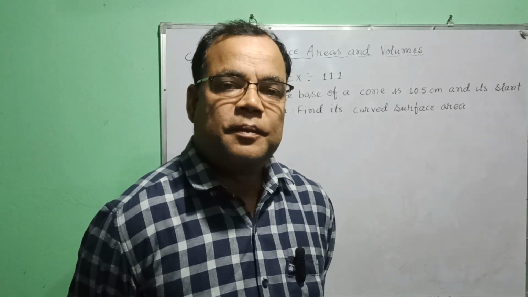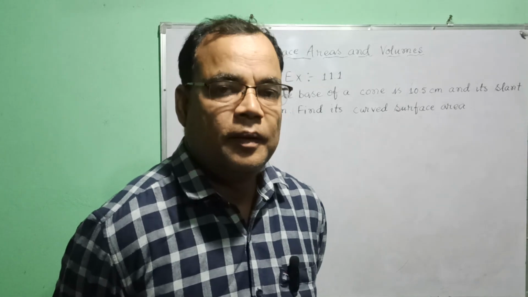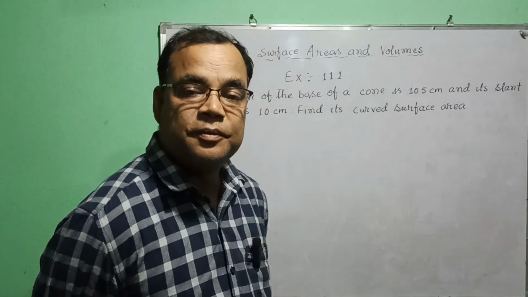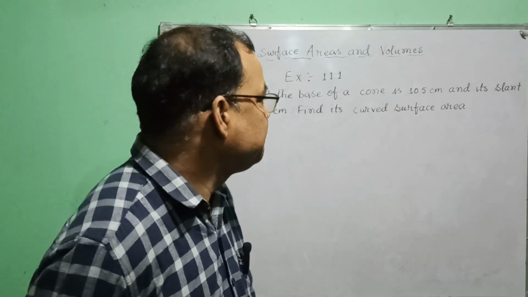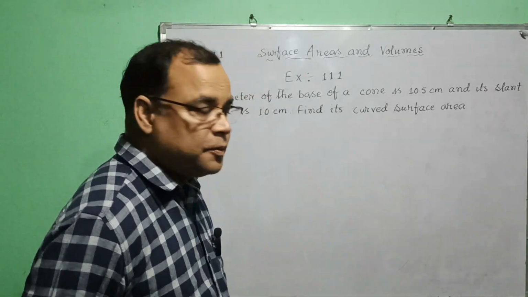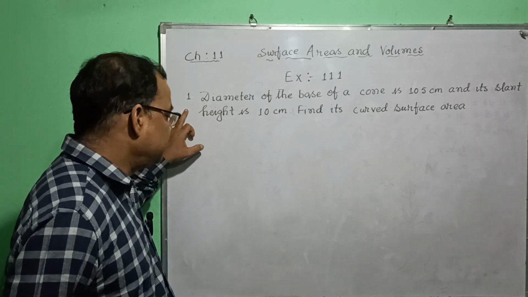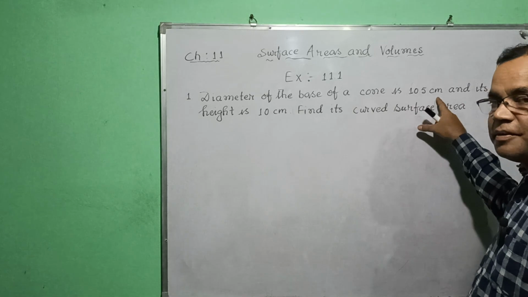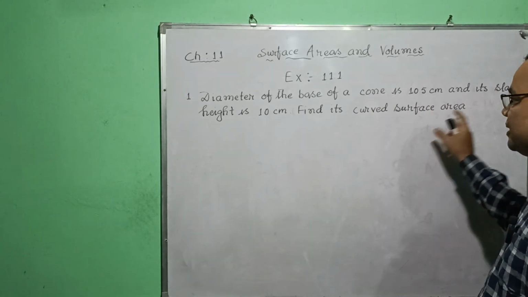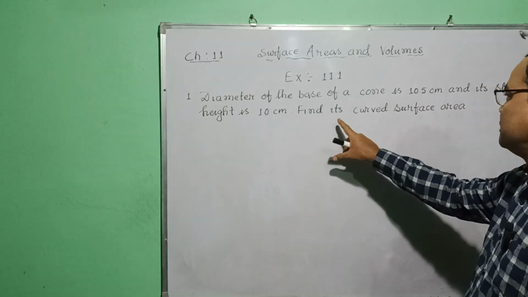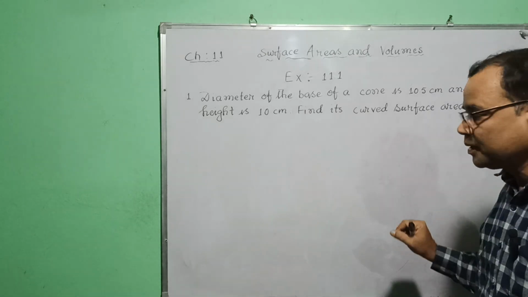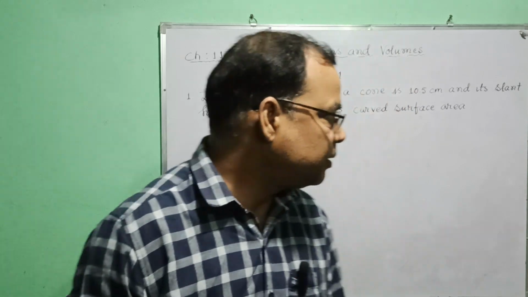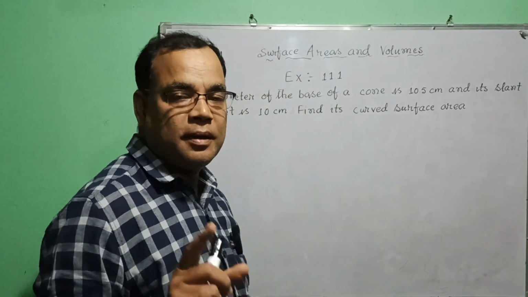Today we'll practice from NCERT class 9 maths chapter 11 surface area and volumes from exercise 11.1. In exercise 11.1 the question number 1 is given. The diameter of the base of a cone is 10.5 centimeter and its slant height is 10 centimeter. Find its curved surface area. So these are actually the basic questions from surface area and volumes. So we'll start from the basic question.